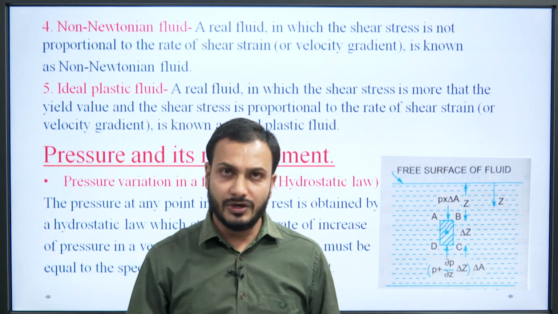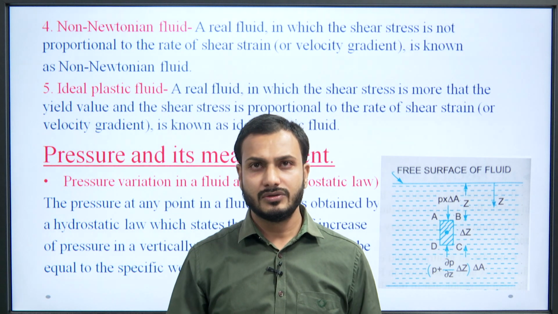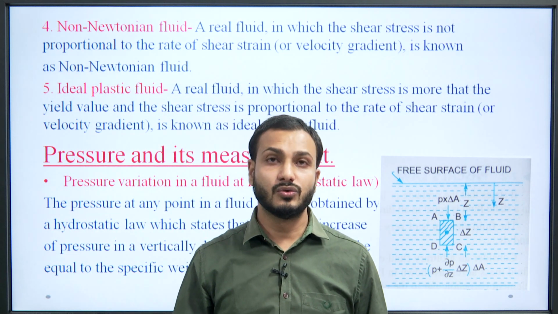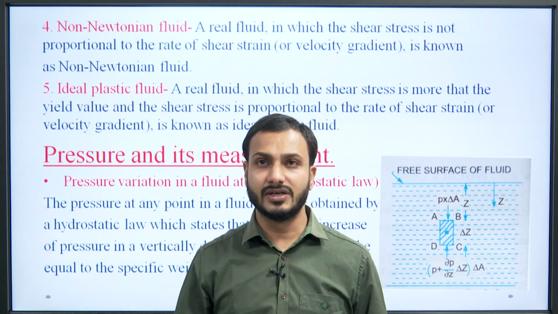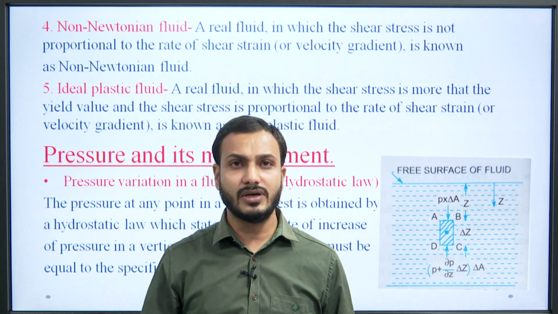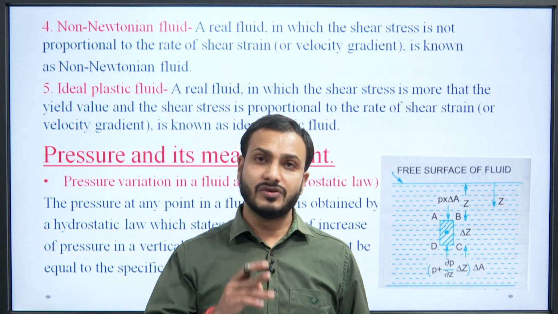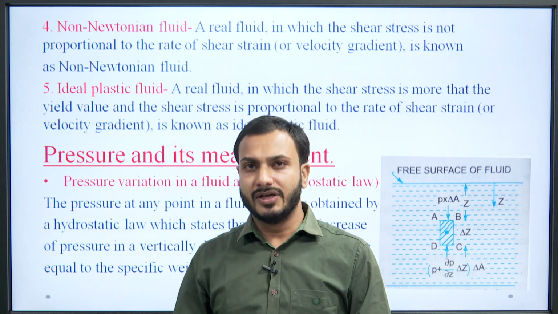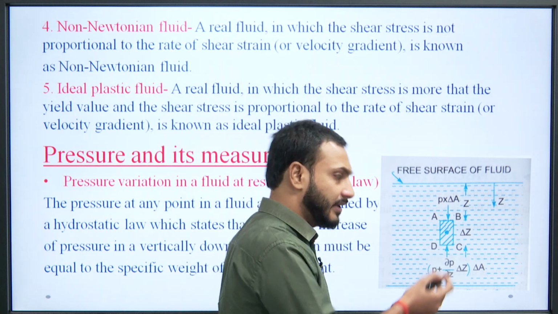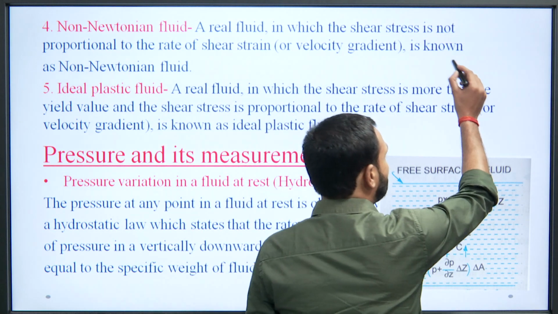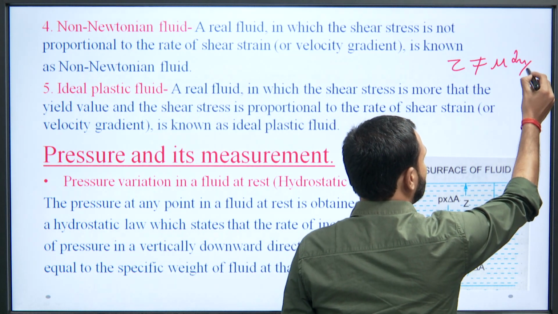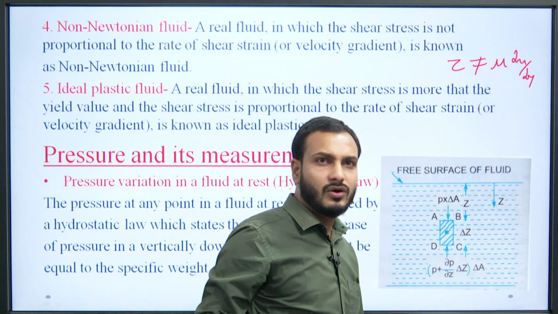In case of non-Newtonian fluid, a real fluid in which the shear stress is not proportional to the rate of shear strain or velocity gradient, this type of fluid is known as non-Newtonian fluid, means which does not obey tau equals mu du by dy. We can say for the case of non-Newtonian fluid tau must not be equal to mu into du by dy. So, this type of fluid can be termed as non-Newtonian fluid.